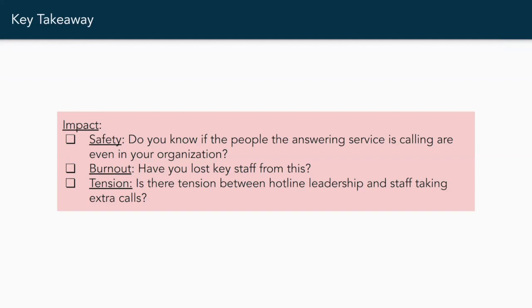Might also have some burnout from staff members who might be, not necessarily the ones who are on call, but are the ones who are getting the calls. And that can lead to some tension between hotline leadership and the staff who are taking those extra calls as well. Just because when people are not on call and still getting calls, that can be really difficult.